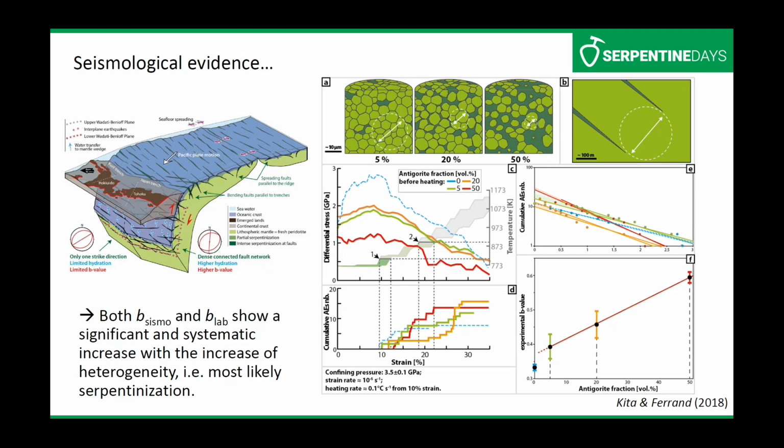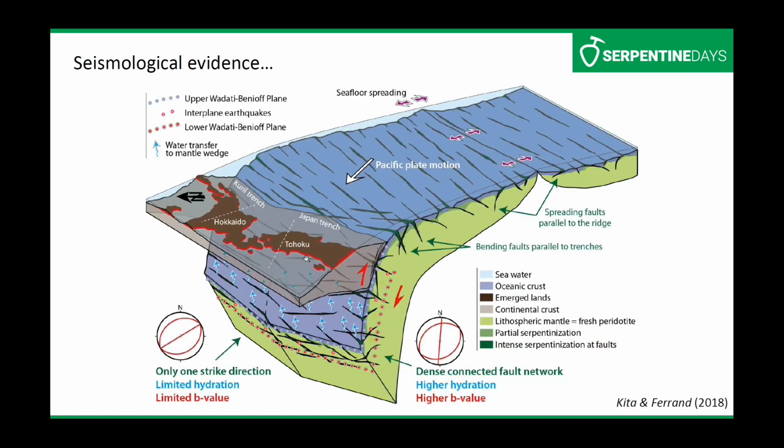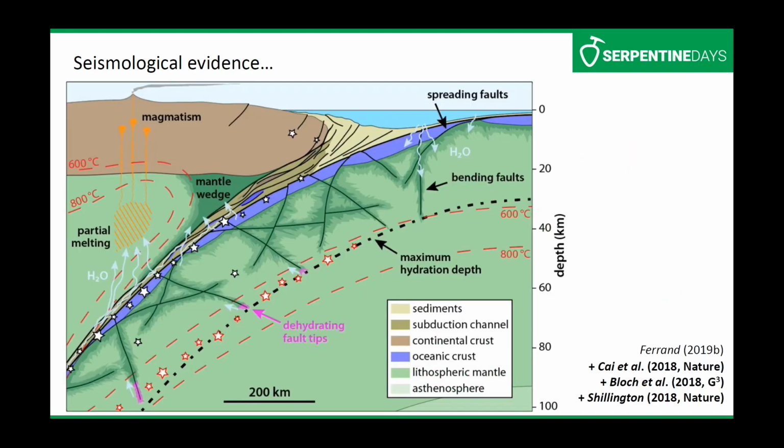Which means that the pre-existing serpentinized faults that exist in the Japan slab have a much denser distribution compared to the Hokkaido, the Kuril slab.